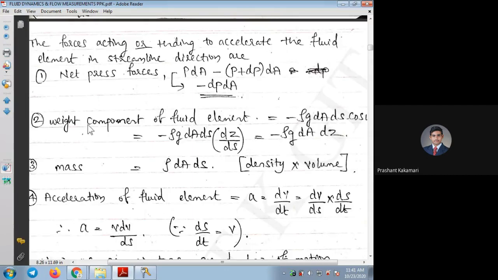On the right side of the equation, we need the sum of the net force due to pressure, that is minus dp dA, plus the weight of the fluid component which is acting in the downward direction, which we have taken in simplified form as rho g dA dz. So I hope all of you understood the 4 terms, why we are writing them in 4 steps and why it is important for the next step.